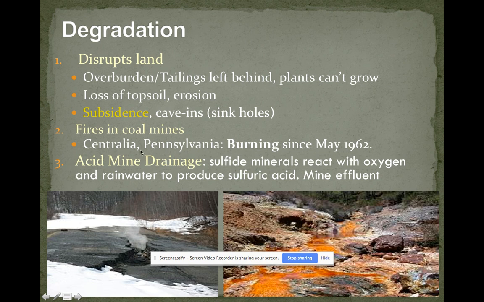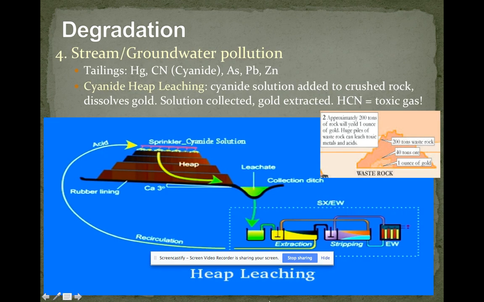And then you can have acid mine drainage. This is when sulfide minerals react with oxygen and rainwater, and the reaction produces sulfuric acid. And this is what that might look like. And this is mine effluent, which is mine drainage coming out and going into our waterways. You can also have a couple of issues with the tailings. Tailings themselves, remember, are the waste pile of rock left over. It can have cyanide, arsenic, lead, zinc, all these heavy metals that can get into the groundwater.